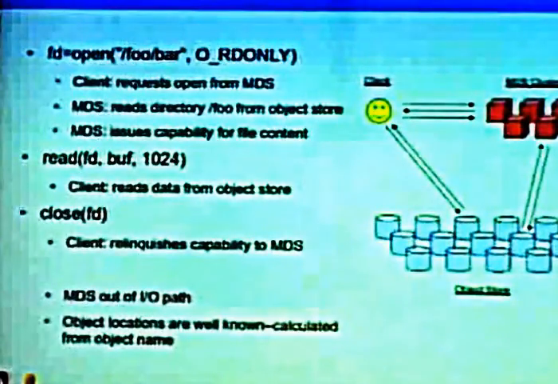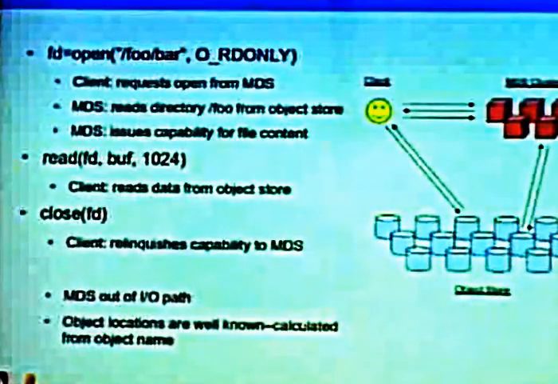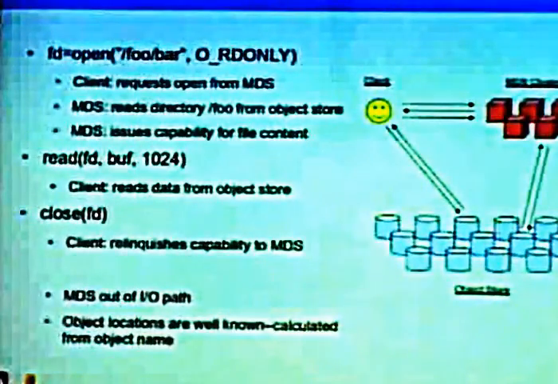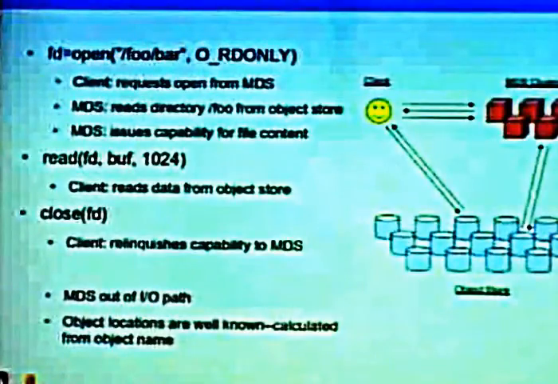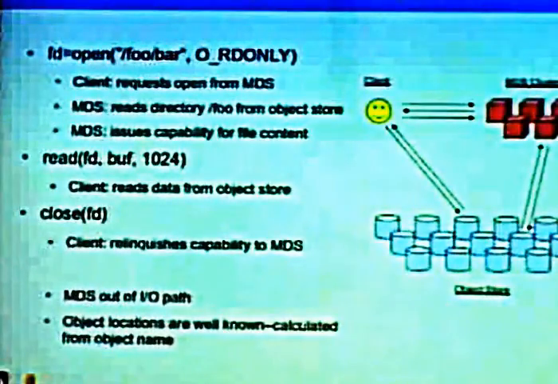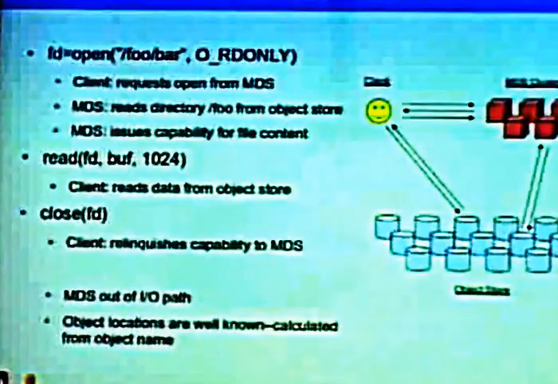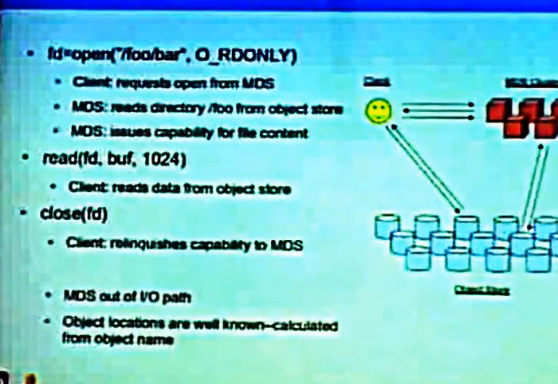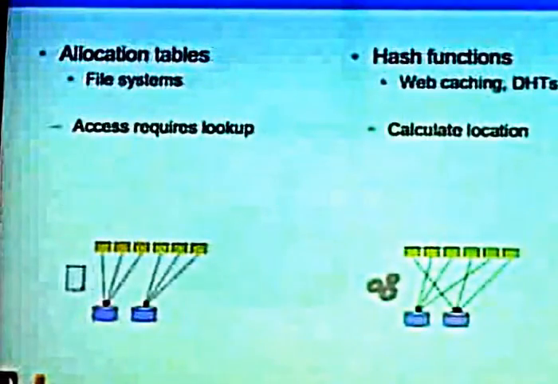The other thing to notice, which is interesting, is that object locations are well known in the system. The metadata server doesn't actually tell the client which OSD to look at to find the object that it needs. It just tells it which object to look at. And the client can calculate that information on its own, which sounds a little bit strange. So how does that work?